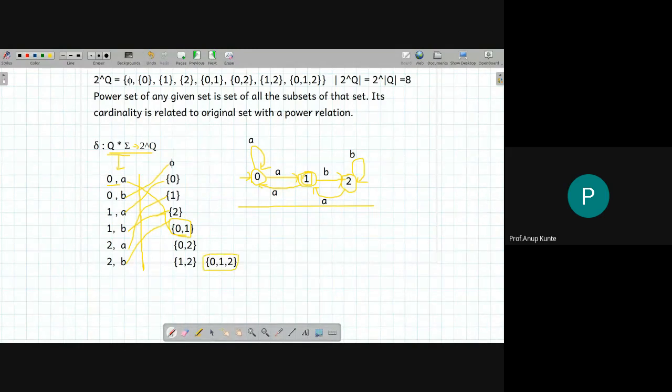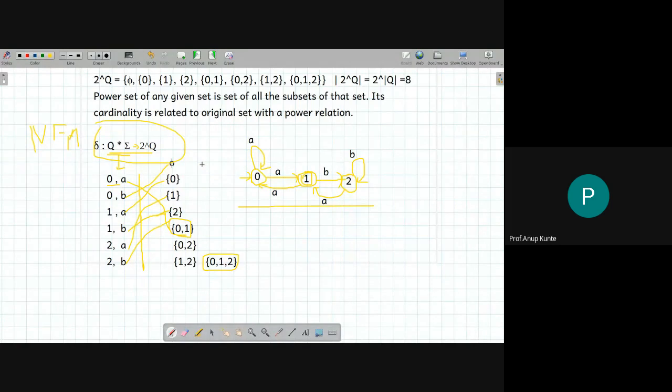Okay, so what I'm trying to do actually is a mapping between the subsets. That is what I'm trying to do when I'm trying to represent a delta for an NFA. So delta for NFA has a mapping which is Q cross sigma mapped to 2 raised to Q. Now we were looking at distinctive points between a deterministic FA and non-deterministic FA.